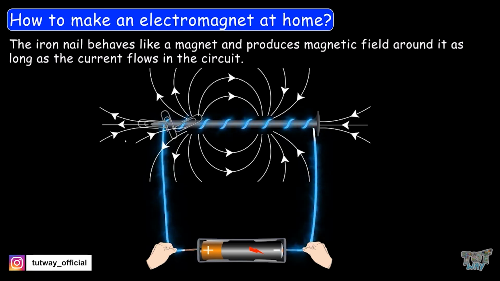So we have learned how electricity can be used to produce magnetism.